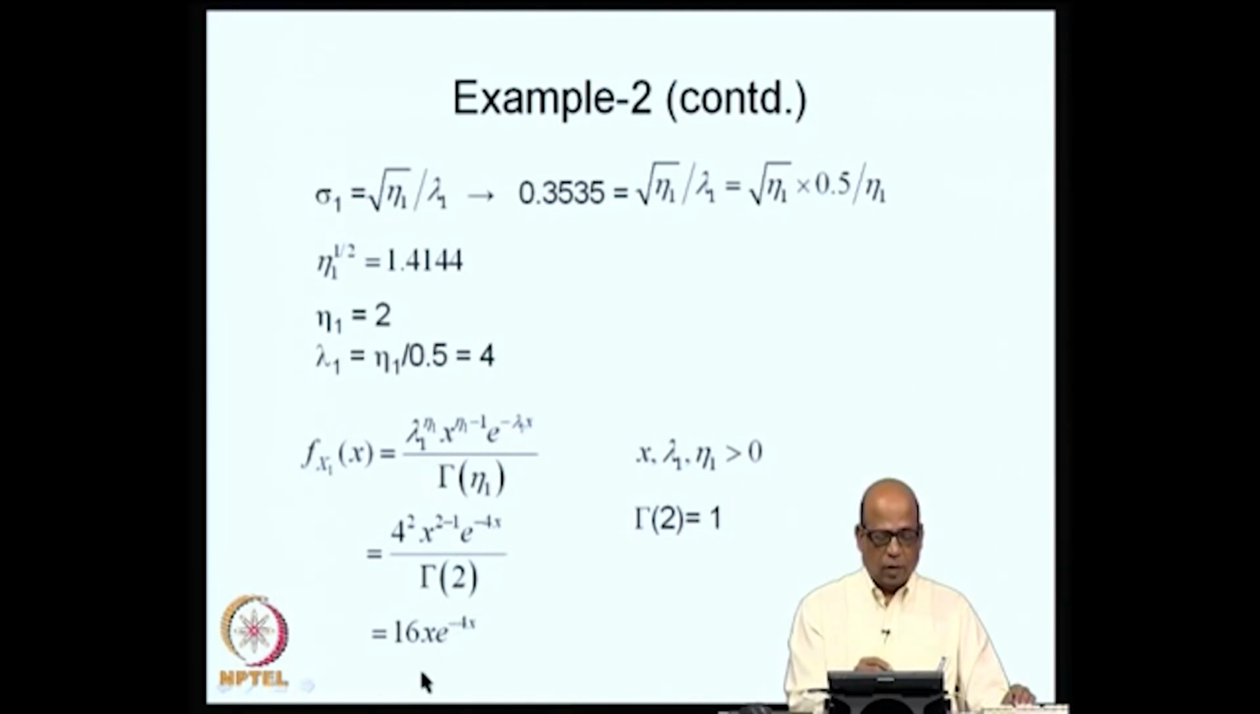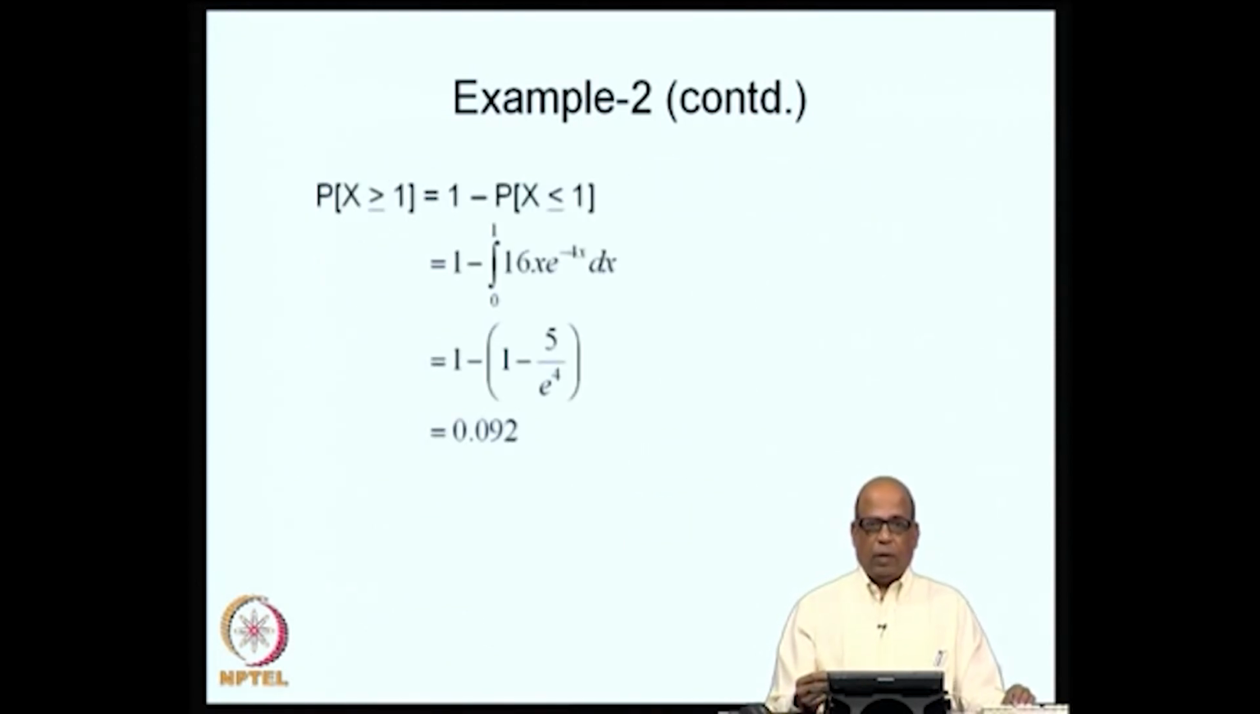So, when we simplify that, we get f of x for the random variable x 1 is equal to 16 x e to the power minus 4 x. Now, once we define the PDF, you can talk about the probabilities. So, we are interested in probability of x 1 being greater than or equal to 1. This will be given by 1 minus probability of x 1 being less than or equal to 1, and that turns out to be 0.092. So, you are integrating between 0 and 1 with respect to x.